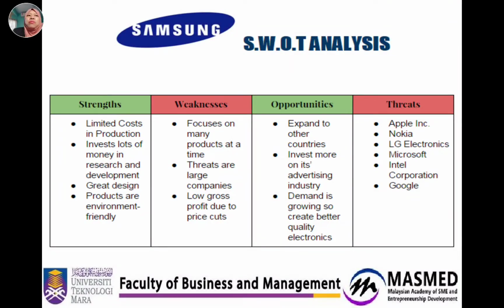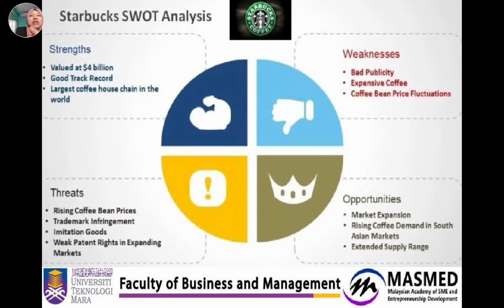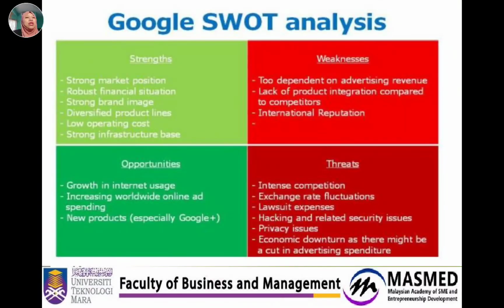So another example, Samsung. This is the strength. Remember, the strength is your internal capability. What is so special about your company? Okay, you can control that. S, W also you own, internal. What are your weaknesses? Okay, opportunities and threats are outside. Alright, so you can read this slide. This is Starbucks SWOT analysis also. Please read this one.